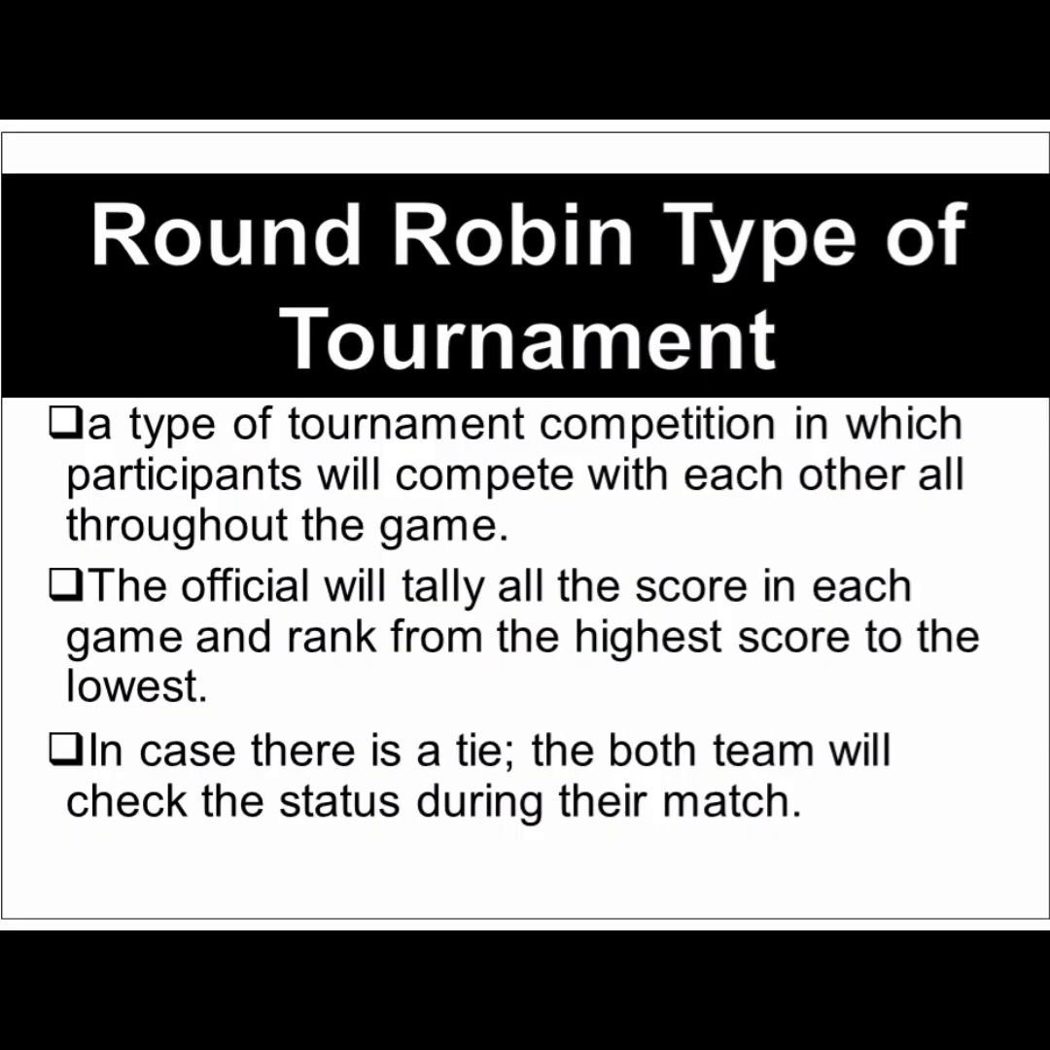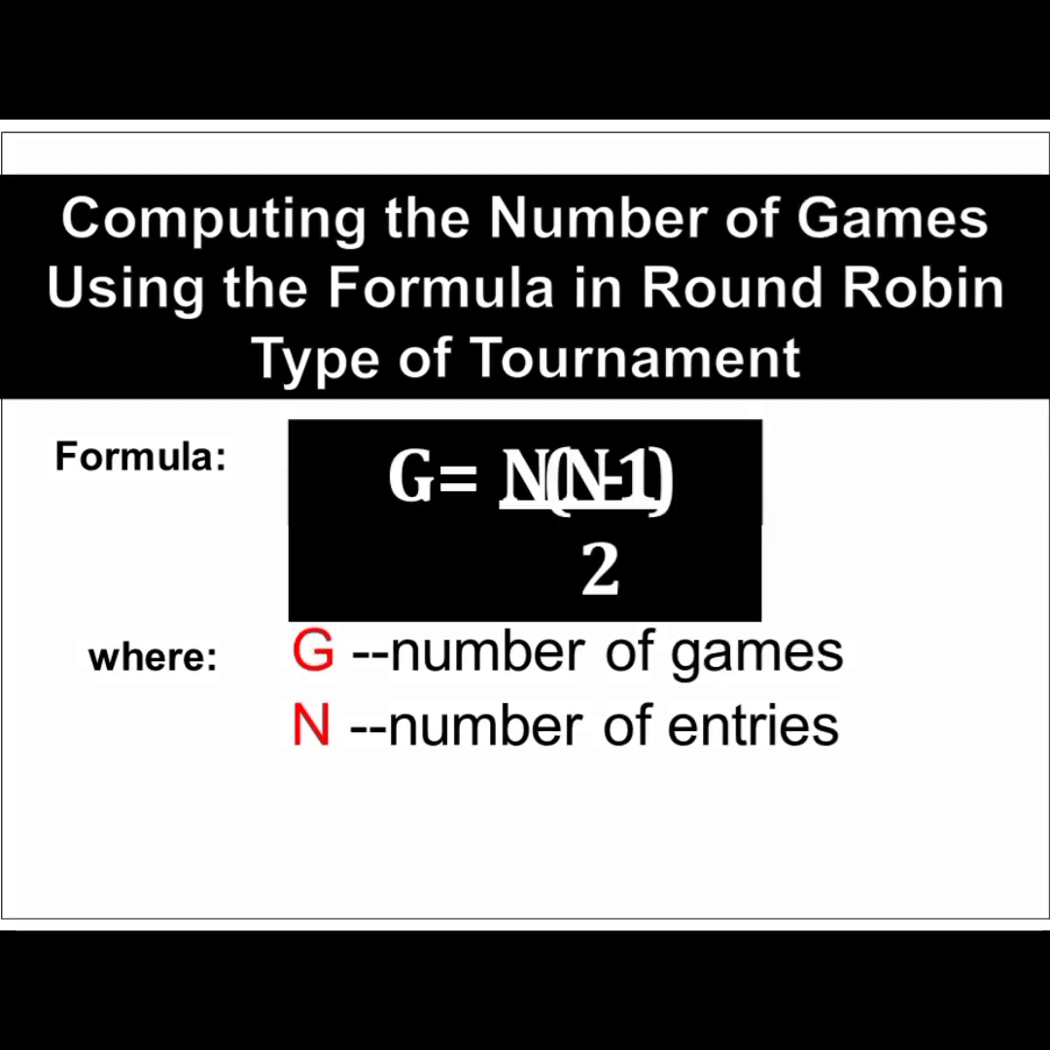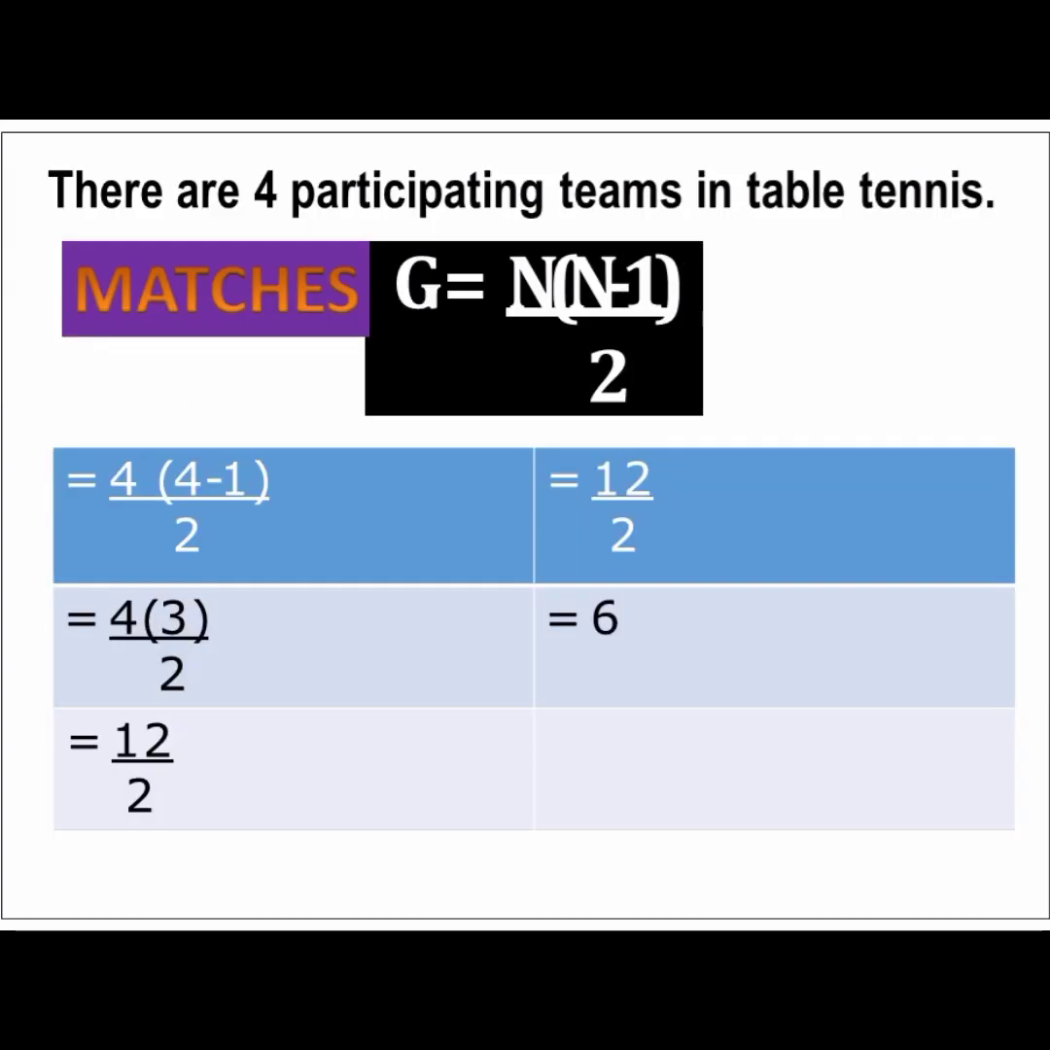A round robin is a type of tournament competition in which participants will compete with each other all throughout the game. The official will tally all the scores in each game and rank from the highest score to the lowest. In case there is a tie, both teams will check the status during their match. In getting the number of rounds, we have to use the formula n - 1, and that is for even numbers. But in getting the number of matches, we are going to use this formula.